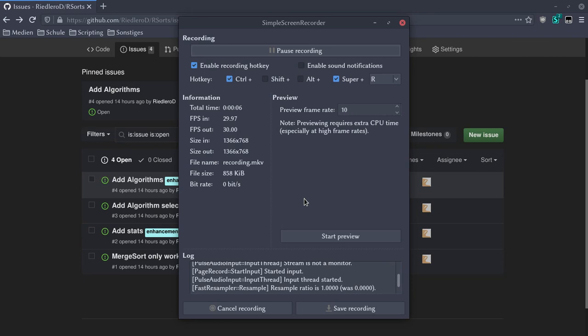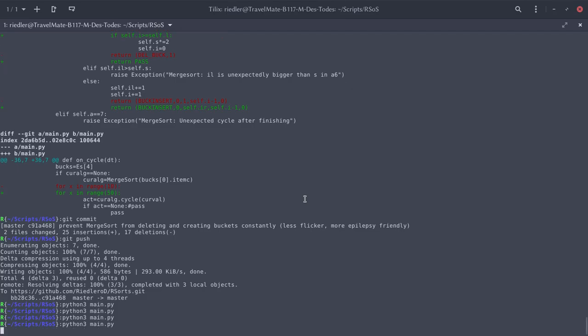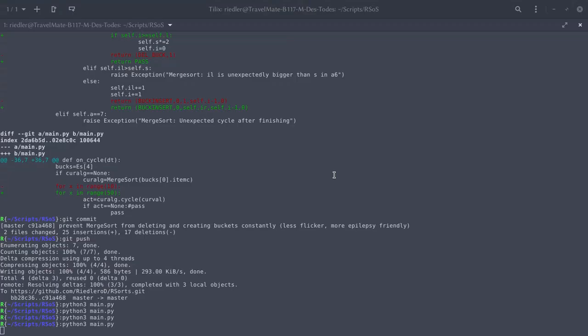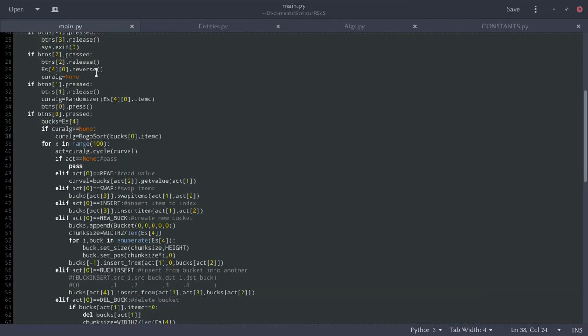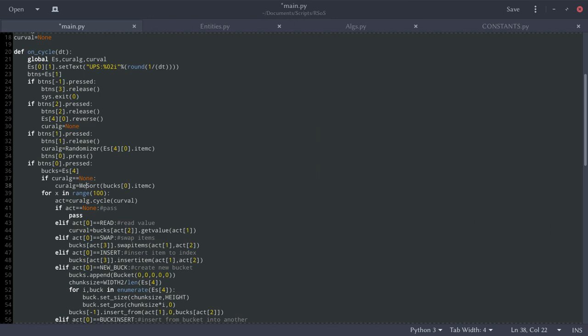I am currently in the process of writing an application which displays sorting algorithms. I currently have bogus sort selected, which is not what we want. Merge sort. So it currently lacks a selector for the sorting algorithm. I will add that later, not yet. Well, that's probably the next thing I'm gonna do, but I don't think that will happen today.